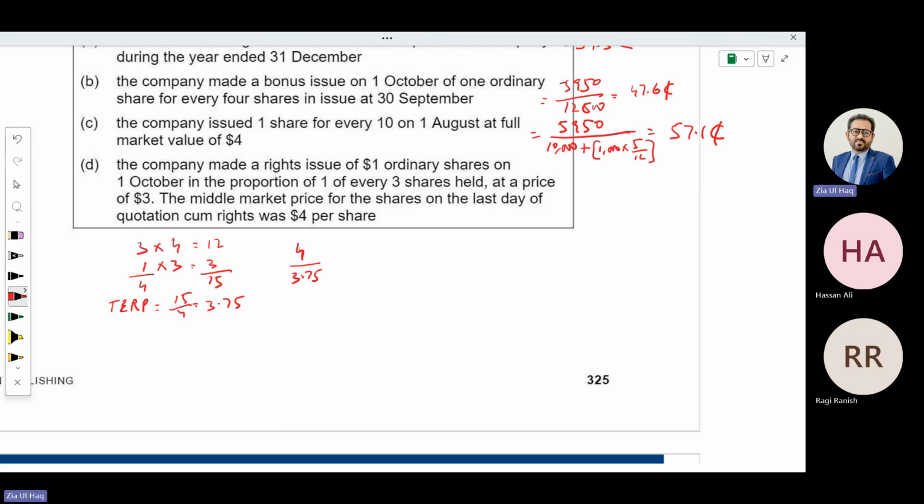Yes. So the shares we were having, 10 million, we take the figure in thousands, multiplied by 4 by 3.75. How much is that? 10,666. We have issued one for three, so into 1/3, how much have we issued? 3,333. That will become 13,333. Out of this, we deduct the opening 10,666.